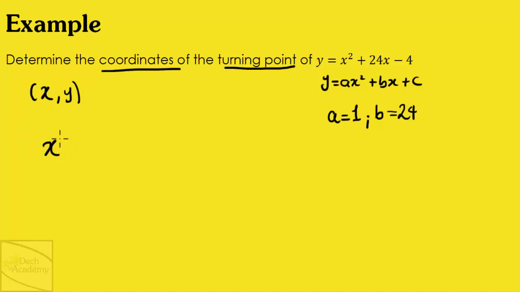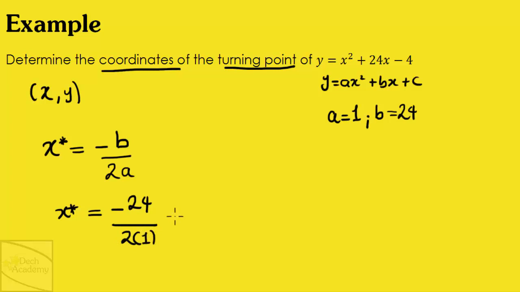And I've told you that the x coordinate of a turning point of an equation is given by minus b over 2a. Therefore, we can say that the x coordinate of the turning point of this equation is minus b, 24, over 2a. A is 1. 2 times a, 2 times 1, which is minus 24 over 2, which is minus 12. So now we know the x coordinate of a turning point.